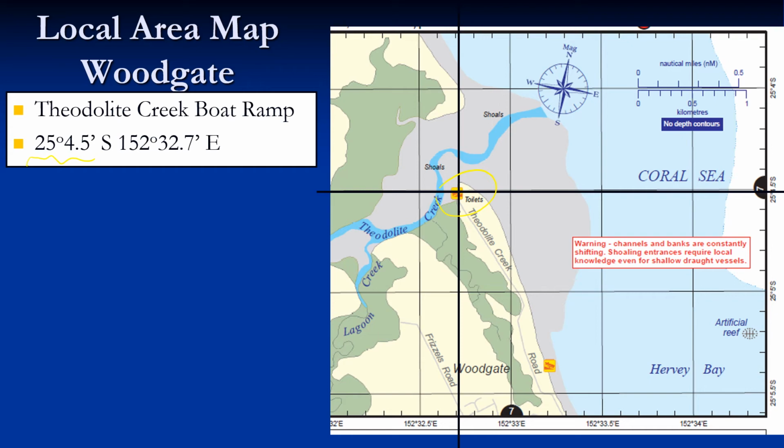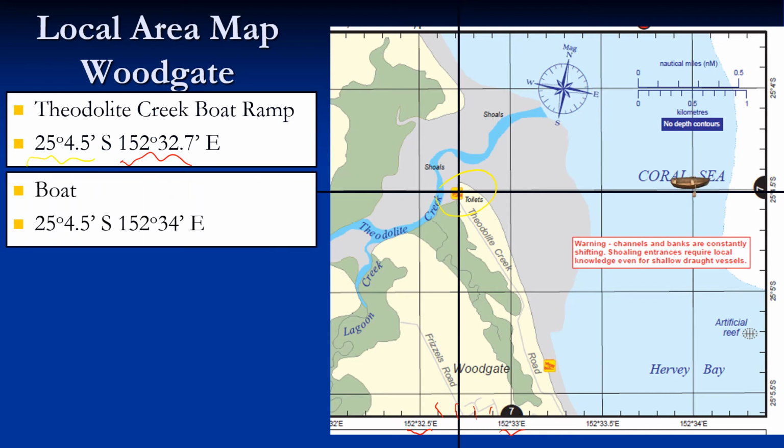Now likewise, you can read the scale along the bottom. So we've got 152 degrees and 32.5 minutes east, and that's 152 degrees and 33 minutes east. So each one of these must just equal 0.1 of a minute. So we can then just place in our coordinate for Theodolite Creek boat ramp.